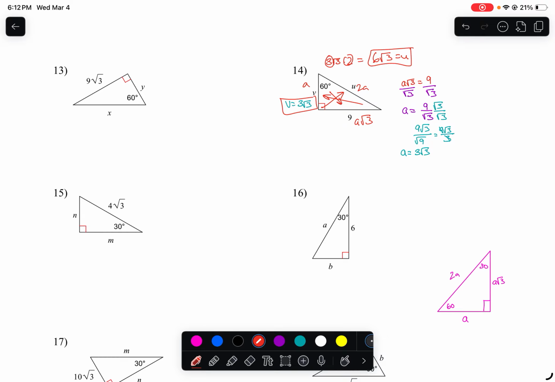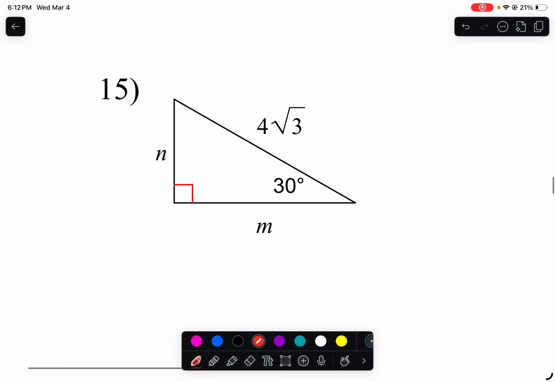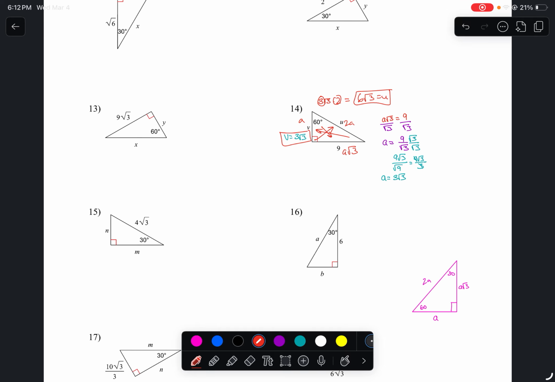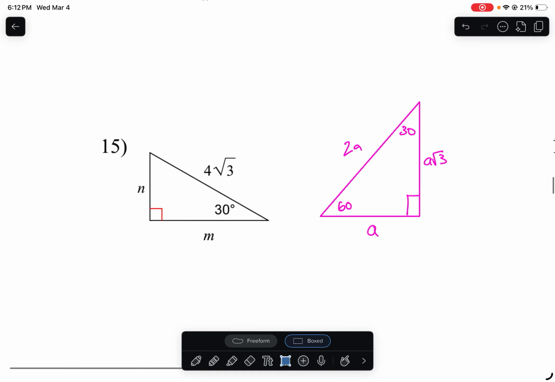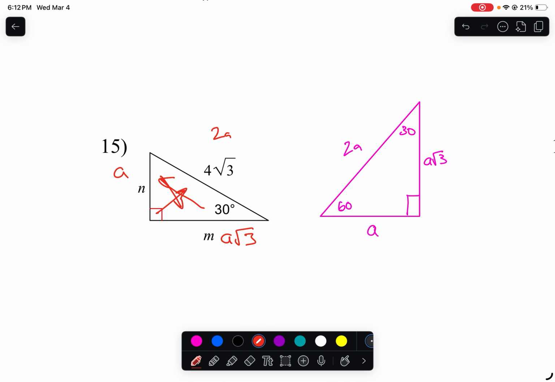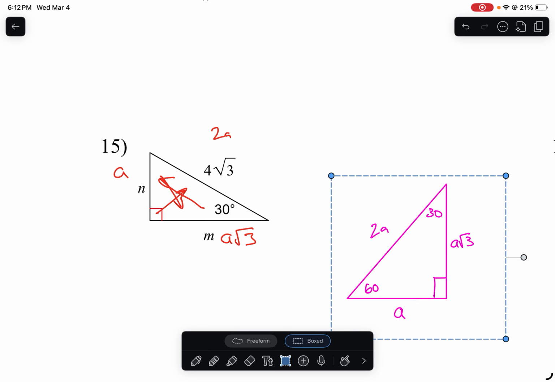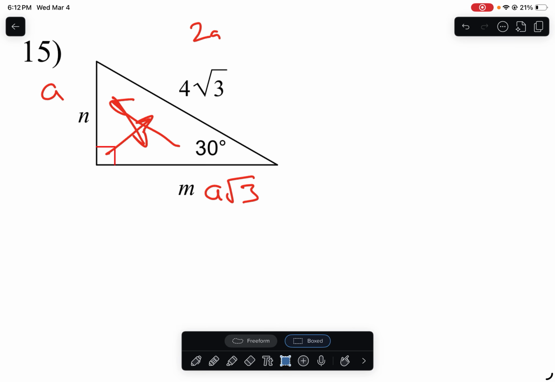All right, let's try this one. So again, we need to go label our sides. So I'm going to label this my 2a, I'm going to label this my a, and I'm going to label this my a root 3. So they did not give me my a value right off the bat, so I'm going to have to work for it a little bit.